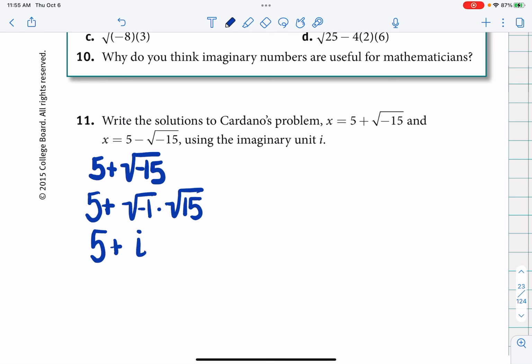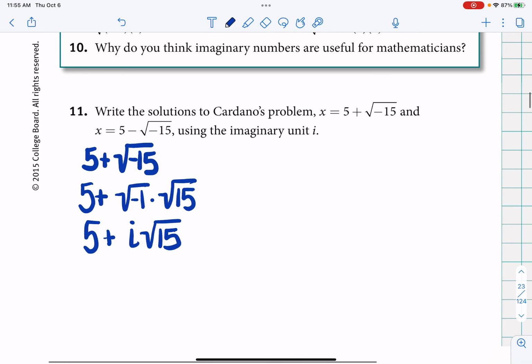The square root of -1 is i. You need to memorize that. And then 15 doesn't go into any perfect squares. It doesn't go into 4, it doesn't go into 9, it definitely doesn't go into 16. So you can just leave it as such.